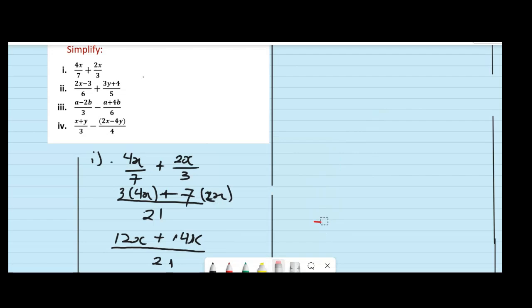Okay, so let's take the second one. That is I. So the expression is very simple. We have I, and that is (2x minus 3) on 6 plus (3y plus 4) on 5. Okay, so how do we simplify this one?